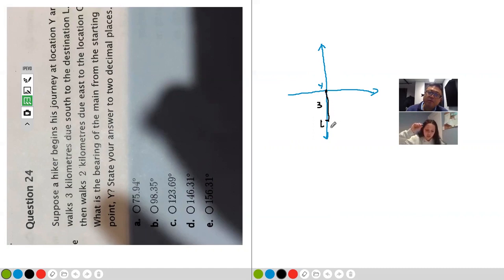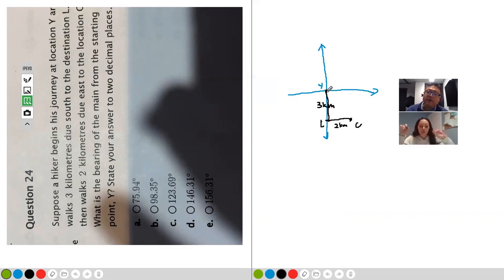And then he walked 2 kilometers east, so I went straight due east. That's 2 kilometers. And so they're asking for the bearing from true north around to that C. Okay, and this is point C, is it?